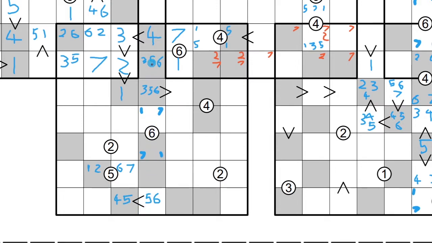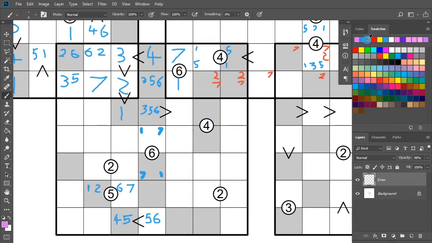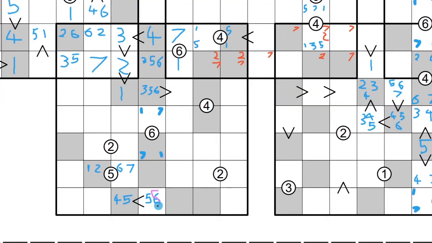I think it guarantees that the three is going to go in one of these two. Is that true? If this is a five, then that's not. So then we've got three and six across two things. One of these has to be a three, one of them has to be a six.